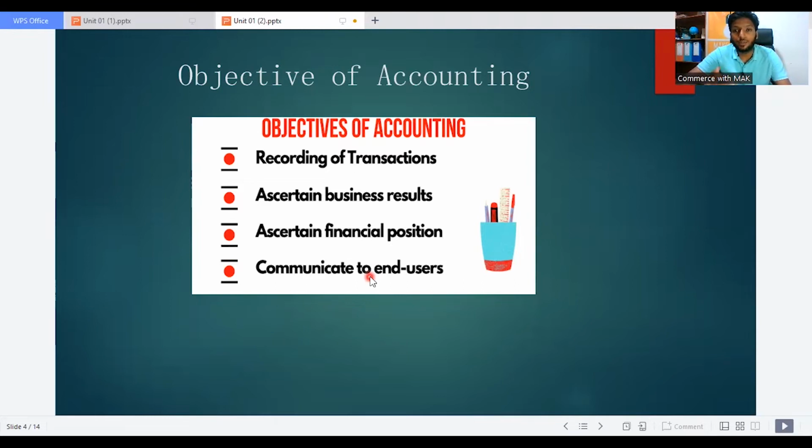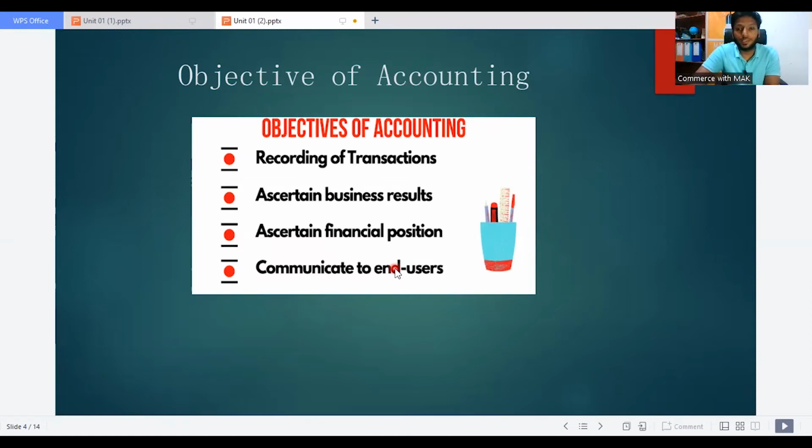The second thing is ascertaining business results. From recording the transactions, you can evaluate where this business is actually leading to. Is it making a profit or is it making a loss? Then ascertaining financial position. What is the situation of the business? Do we have enough cash to run the business or expand more, or do we have no money, or we need to get some money from outside to run the business? So financial position is about the sound knowledge of how much they have in order to run the business, or in other terms we call it liquidity. Liquidity means the amount of cash available to run the business along with the other types of expenses.